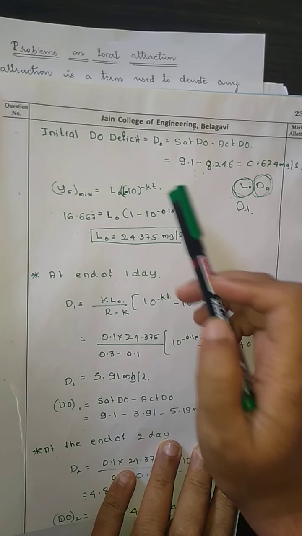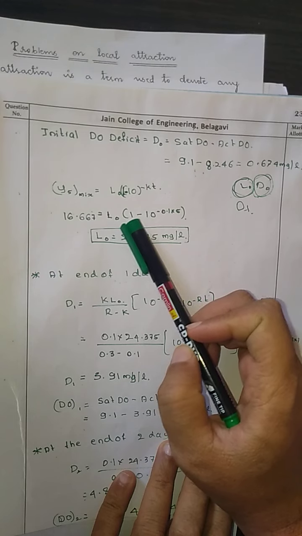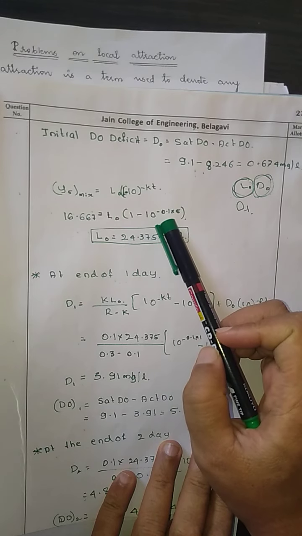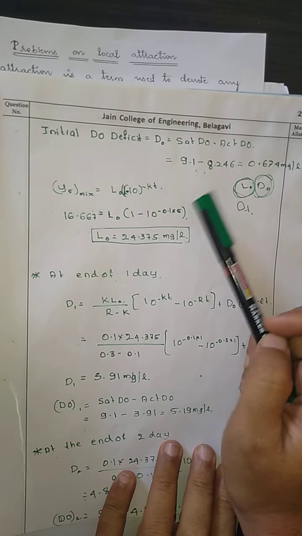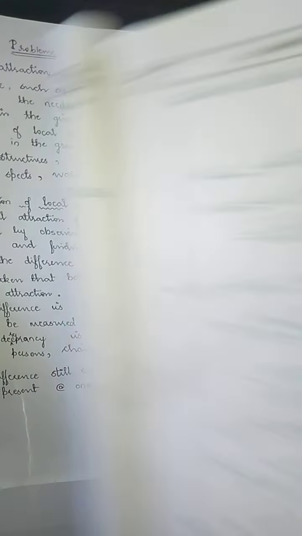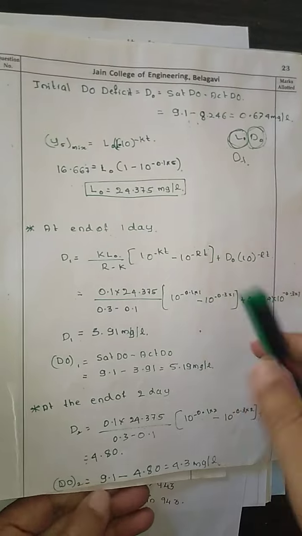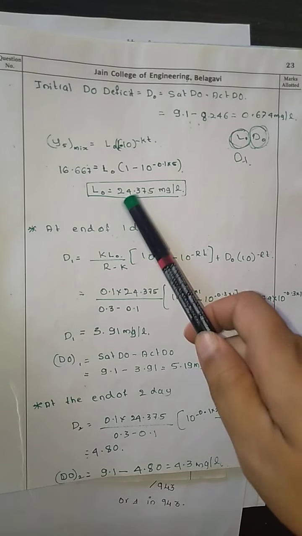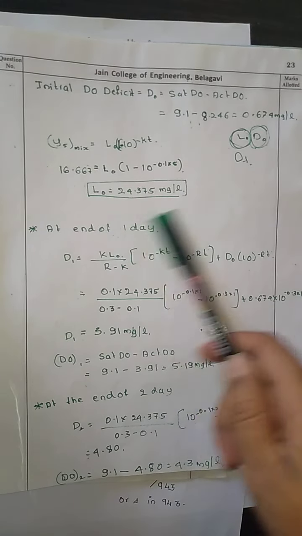Now Y of the mix is how much? It is 16.667. L naught into 1 minus 10 raised to minus KT. K, the deoxygenation constant, is already given, that is 1. And here the BOD at the end of 5 days is given in the problem. For that reason, we are going to take this T as 5. So L naught we have found as 24.375.